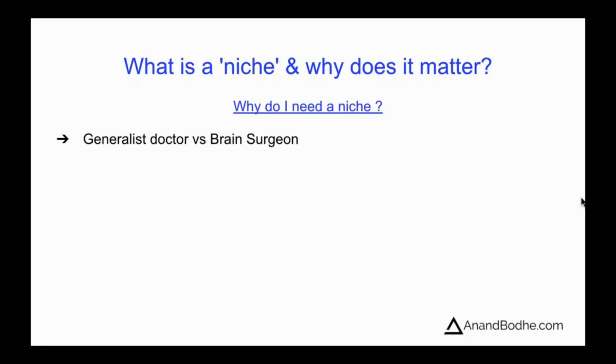Now, a good example of this is a generalist doctor versus a brain surgeon. A generalist doctor will entertain everybody, he'll treat everybody, and he's not going to be really good at it, and he's not going to make that much money. But a brain surgeon who specializes in a very specific skill set is going to be way happier with what he's doing. He's going to be way more specialized, he's going to make way more money, and he's going to appeal to a very specific set of audiences.